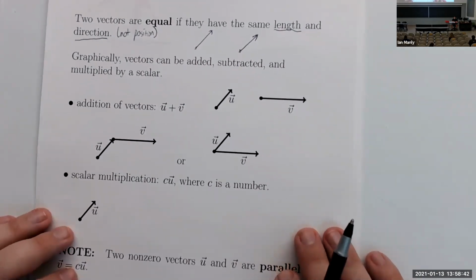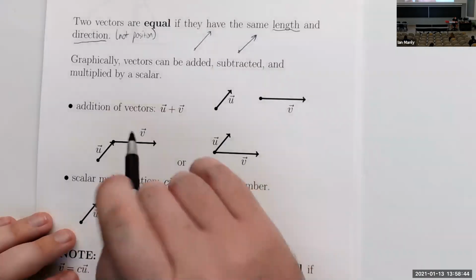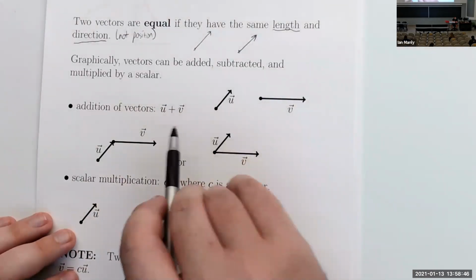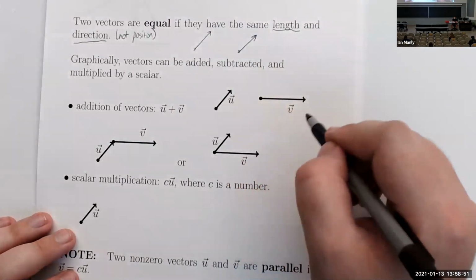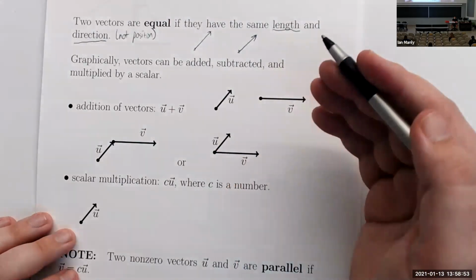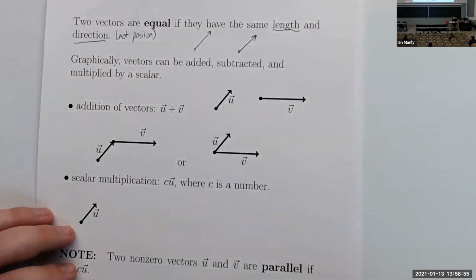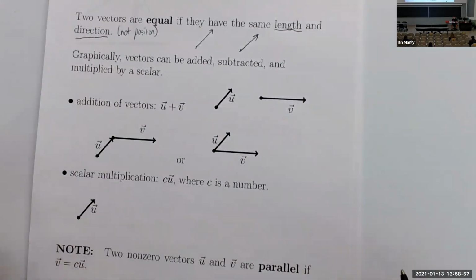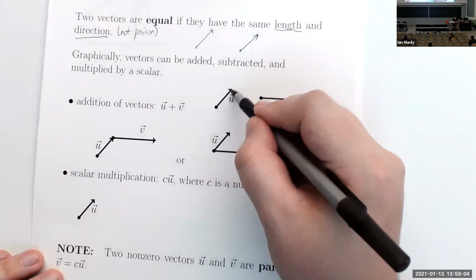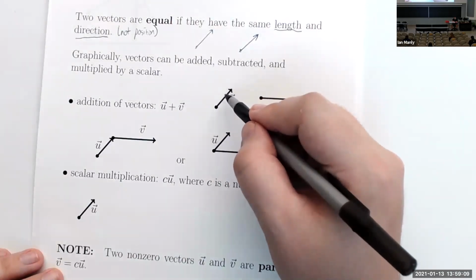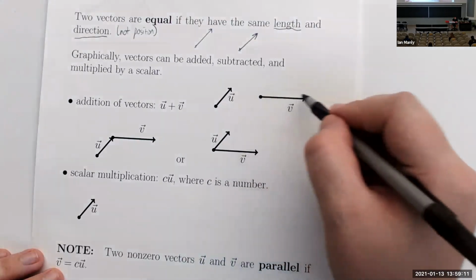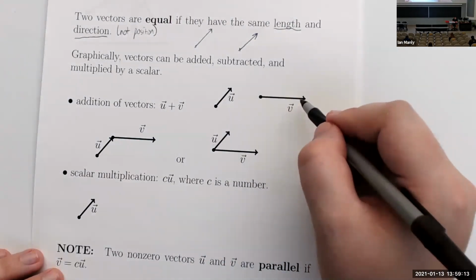All right. Graphically, vectors can be added, subtracted, and multiplied by a scalar. To illustrate this, we're going to have these two example vectors here. For those of you who know about them, you know that vectors often have components, like your x component, your y component. We're just going to look at them graphically for now, and then we'll get to the components or algebraic part later. So we have u, a little small vector pointing northeast, and then we have v, which is a bit longer, and it's pointing to the right here.